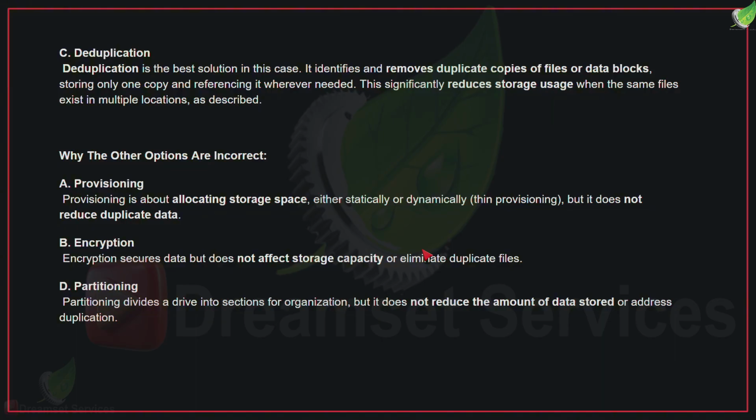Why the other options are incorrect? A. Provisioning. Provisioning is about allocating storage space, either statically or dynamically, but it does not reduce duplicate data. B. Encryption. Encryption secures data but does not affect storage capacity or eliminate duplicate files. D. Partitioning. Partitioning divides a drive into sections for organization, but it does not reduce the amount of data stored or address duplication. Therefore, the correct answer is C.